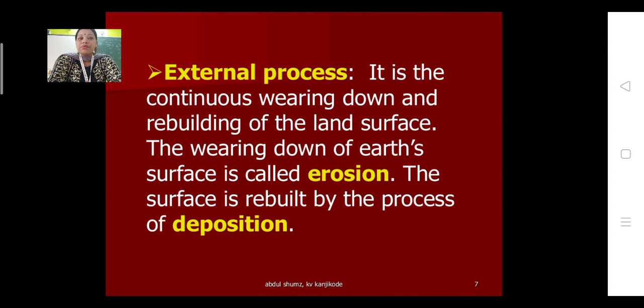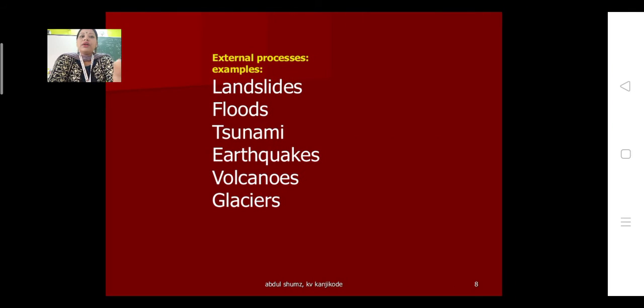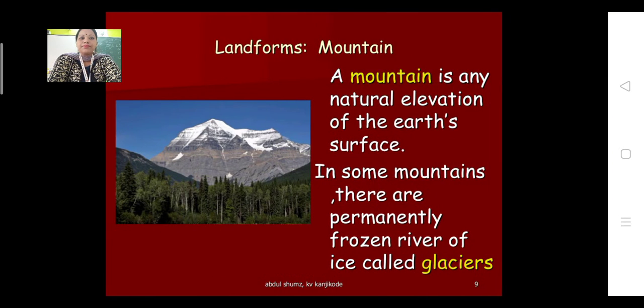Then external processes: it is the continuous wearing down and rebuilding of the land surface. The wearing down of the earth surface is called erosion, and the surface which is rebuilt again is called the process of deposition. So external processes have two sub processes, erosion and deposition. With the help of these two processes, landforms are also formed. Some examples of external processes are landslide, floods, tsunami, earthquake, volcanoes, and glaciers.